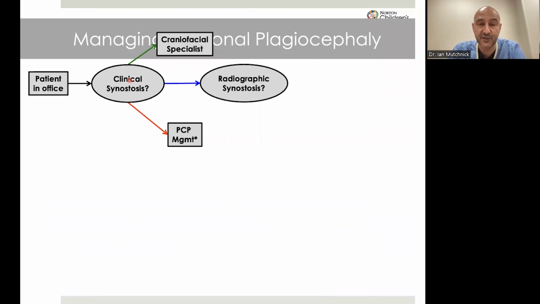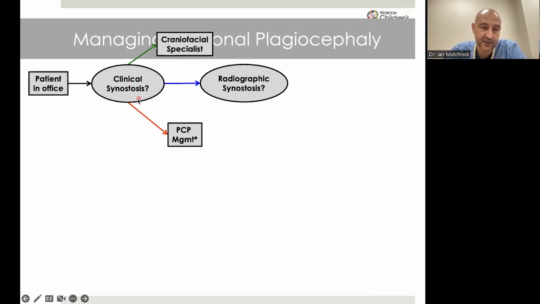It may be that you need to do radiography to be sure one way or the other. If it's no, which is red, so green is, yes, it's synostosis, send them to us. Blue is, I can't tell. It's reasonable to get radiography. It's reasonable to send them straight to us. Often, by sending them to us, we can avoid any radiographic interrogation, although ultrasound's a helpful adjunct that has no radiation, so that might be an option.